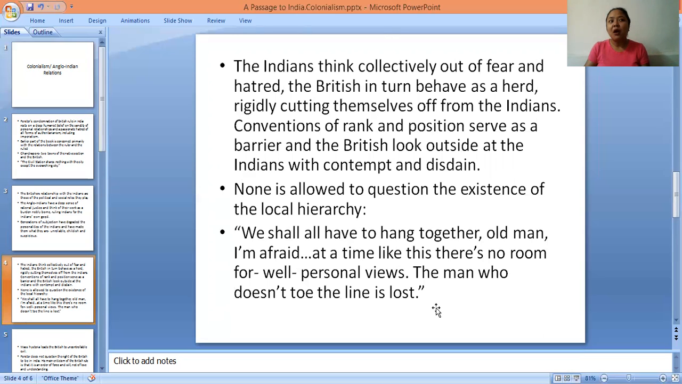So, if you are British, you must adopt the same opinions, the same taste, the same worldview as the other British present in that place. If you veer slightly to the left or to the right, like if you have a different opinion of your own, say supporting an Indian instead of supporting that Englishman, you will become lost, is what they believe. They say we all have to hang together. There is no room for personal views.